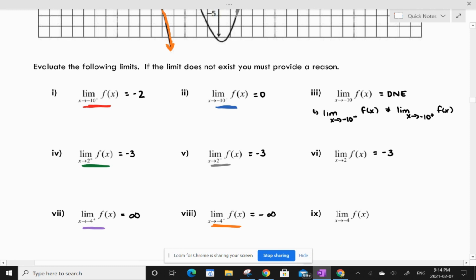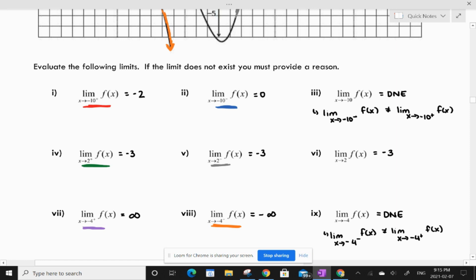So then the limit as x approaches negative 4 for f of x, the limit does not exist. They don't go to the same thing, right? It's not like they're both going up to infinity or they're both going to negative infinity. So the reasoning behind that is the left-hand side limit does not equal the right-hand side limit. And that's why the limit doesn't exist.